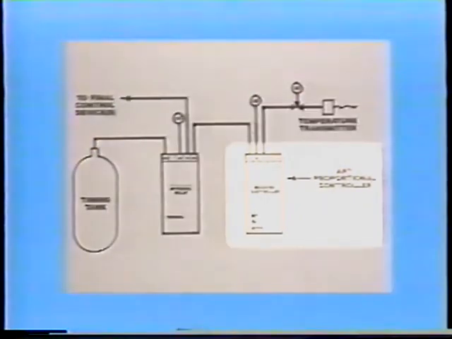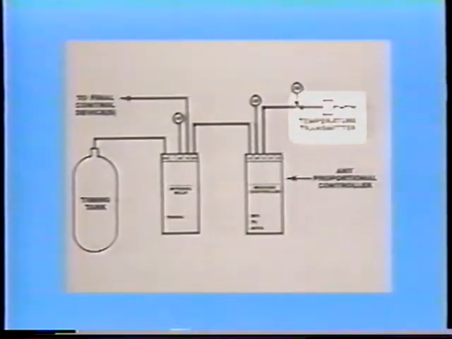A typical piping scheme for the integral relay is shown here. In this case, a receiver controller is used as a proportional controller and a temperature transmitter to monitor the controlled variable. The branch output of the receiver controller is piped to the S1 port of the integral relay, and the branch output of the relay is piped to the final control device. Connected to port S2 is the timing tank. Main air is supplied to the inlet.